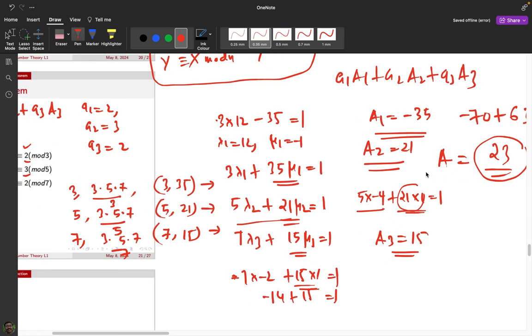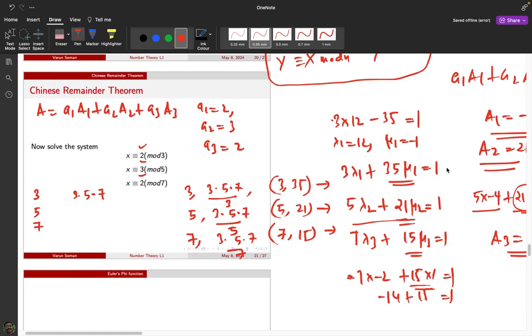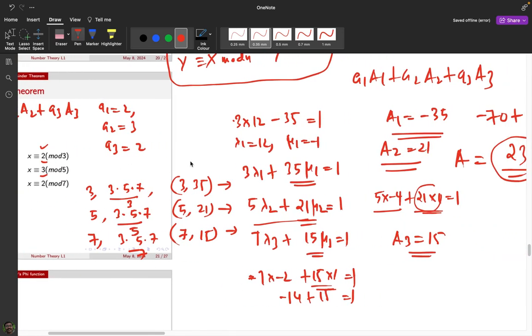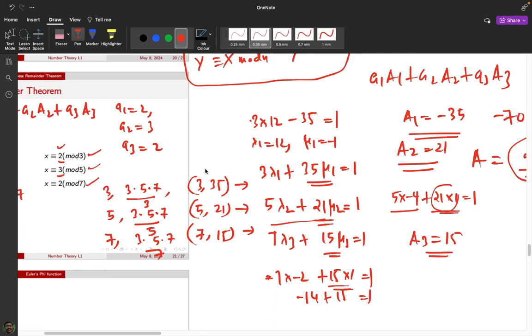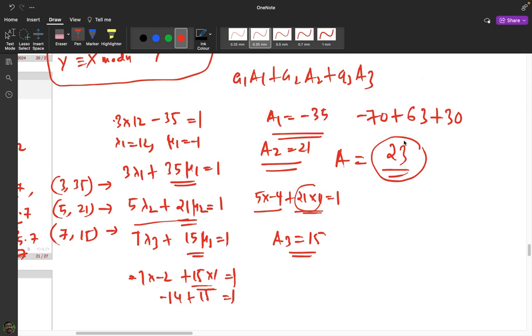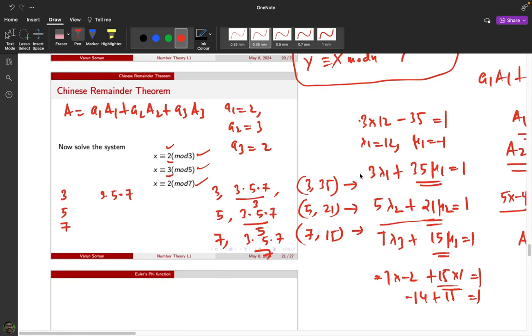Let us check whether it's a solution. What happens when I divide 23 by 3? The remainder would be 2, correct? When I divide 23 by 5, the remainder would be 3, correct? And again, when I divide 23 by 7, the remainder would be 2. Okay, so this is one way of constructing this. So this is a solution. So I hope it is clear.